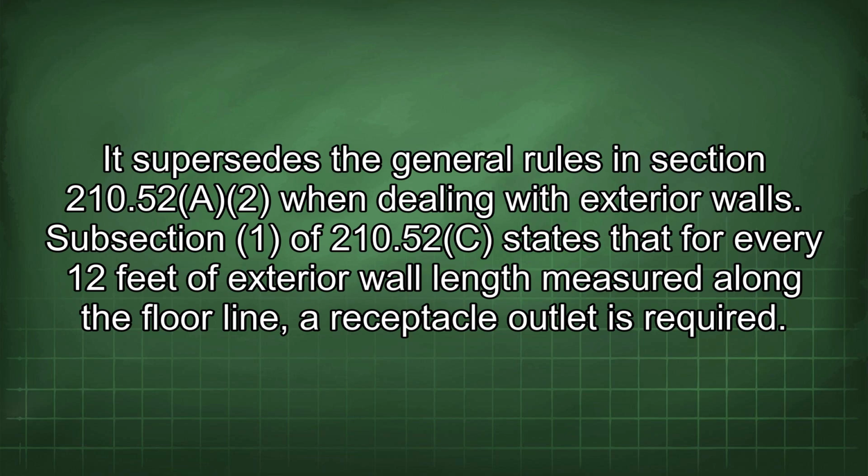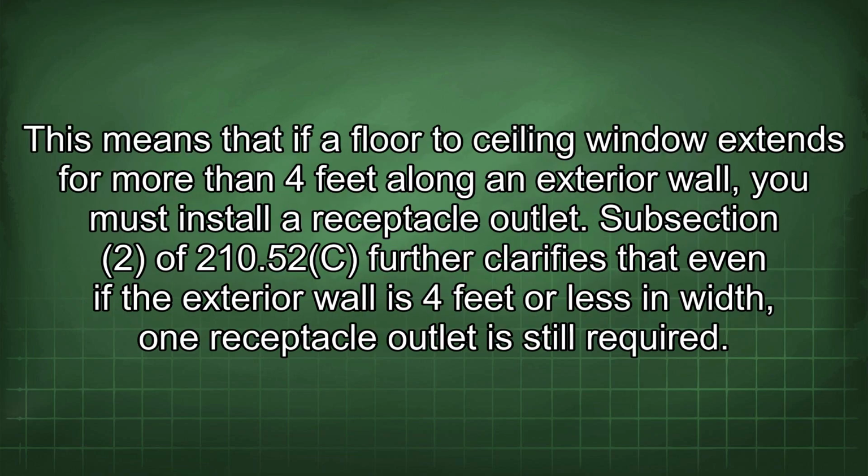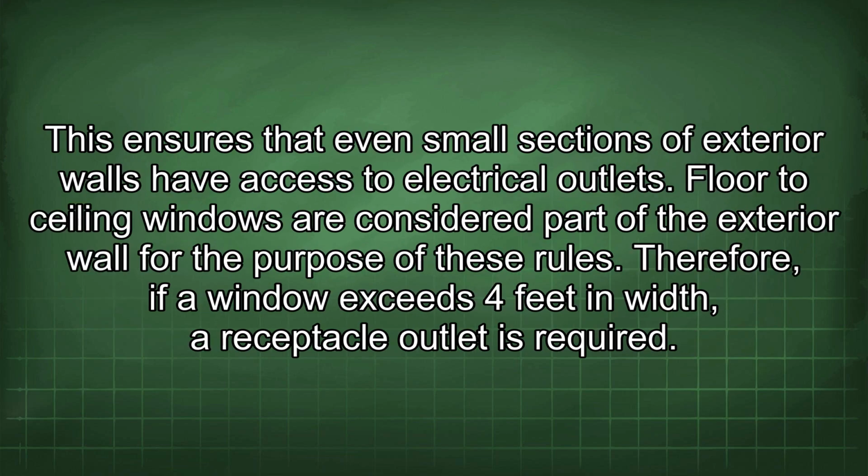Subsection 1 of 210.52(C) states that for every 12 feet of exterior wall length measured along the floor line, a receptacle outlet is required. This means that if a floor-to-ceiling window extends for more than 4 feet along an exterior wall, you must install a receptacle outlet. Subsection 2 of 210.52(C) further clarifies that even if the exterior wall is 4 feet or less in width, one receptacle outlet is still required. This ensures that even small sections of exterior walls have access to electrical outlets.